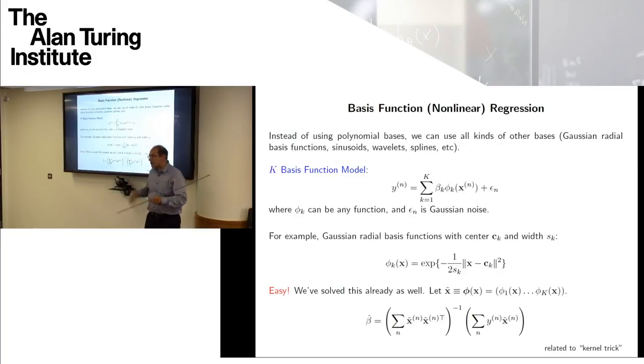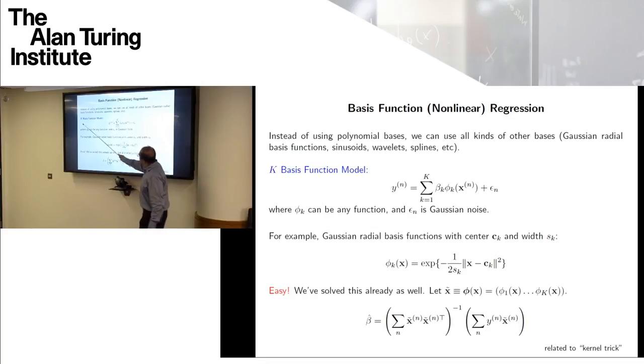So what's special about the polynomials? There's nothing special. I can use any functions I want of the data. So instead of using polynomial bases, we can use all kinds of other bases, you know, Gaussian bumps, sinusoids. Think of it as regression in Fourier space, wavelets, splines, etc.